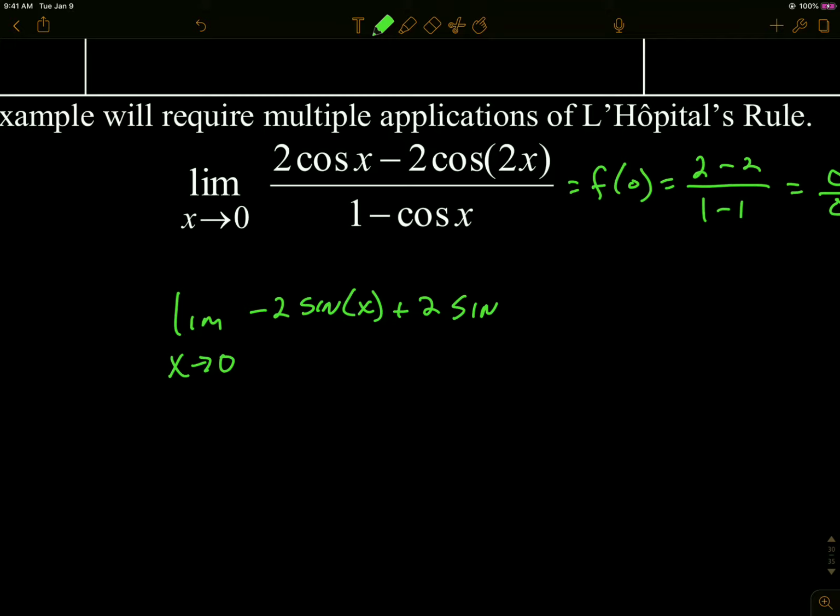The derivative of 2, so the 2 comes along for the ride. The negative becomes a positive. Cosine becomes sine. Recopy the inside times 2. Derivative of the bottom is sine.